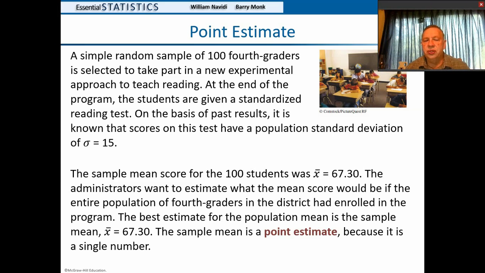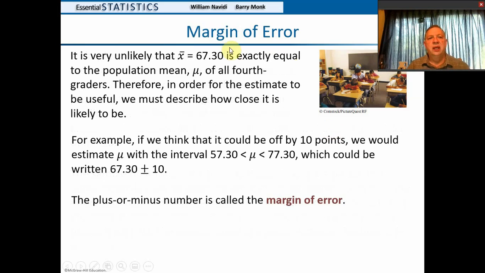Naturally, if we had other samples, that sample mean would be different values. So when we develop this interval, it's going to be based on a center and then some spread away from there. It is very unlikely that X bar equal to 67.30 is exactly equal to the population mean mu of all the fourth graders. Therefore, in order for the estimate to be useful, we must describe how close it is likely to be. We could possibly think that it's just off by 10 points.